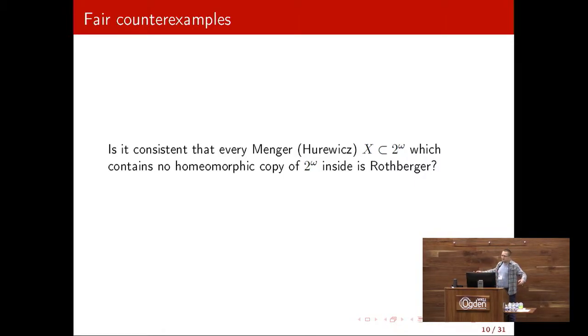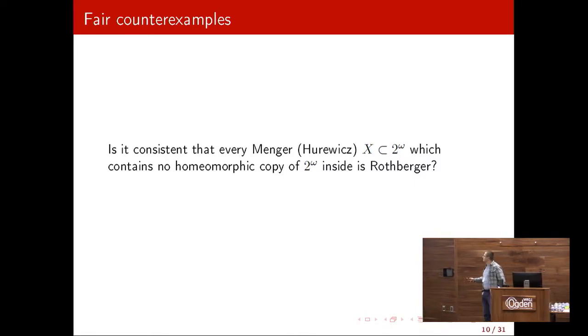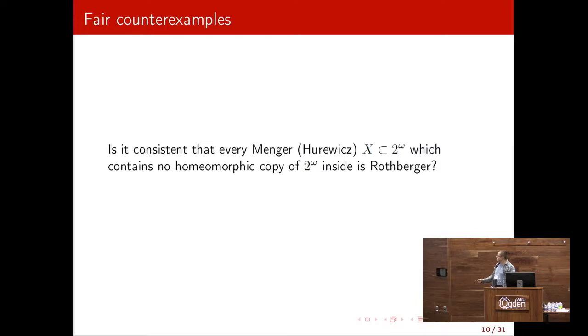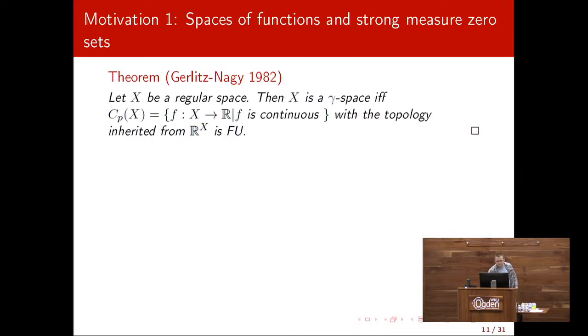It's Menger because it's compact, and it's not Rothberger. But we are honest people, we are not allowing for cheating. If you just exclude this very easy way of producing counterexamples, then I think that it's unknown how to produce such a counterexample in ZFC.